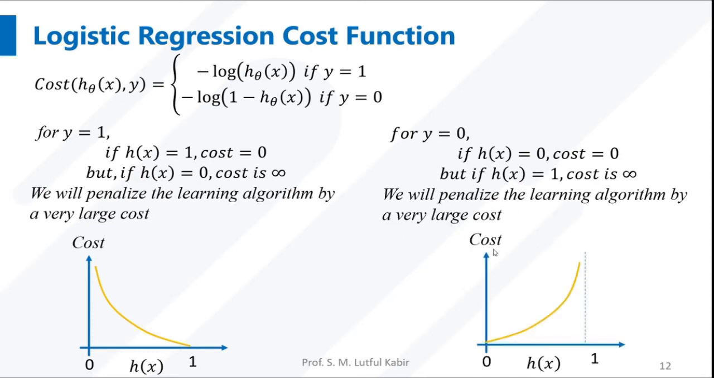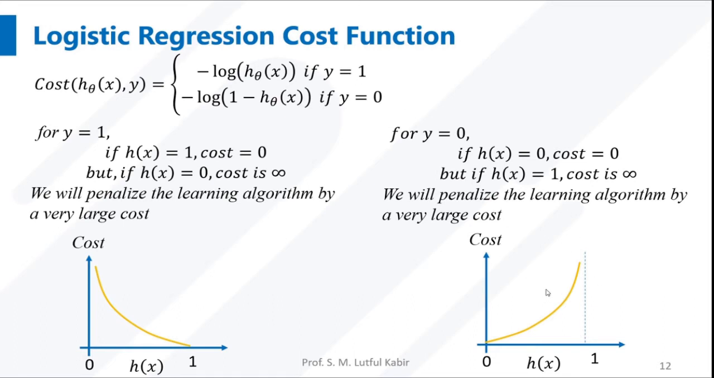And the variation of cost in this case, when y equal to 0, is this one. When h(x) is 0, the cost is 0. When h(x) is 1, the cost is infinite. In this case also, the variation is very smooth. There is no bumping or up and down of the cost function.